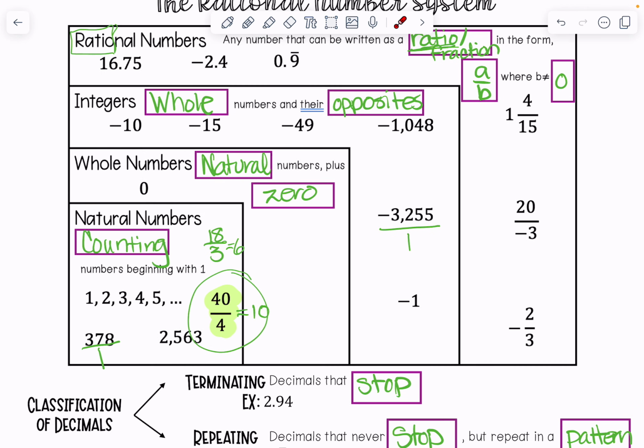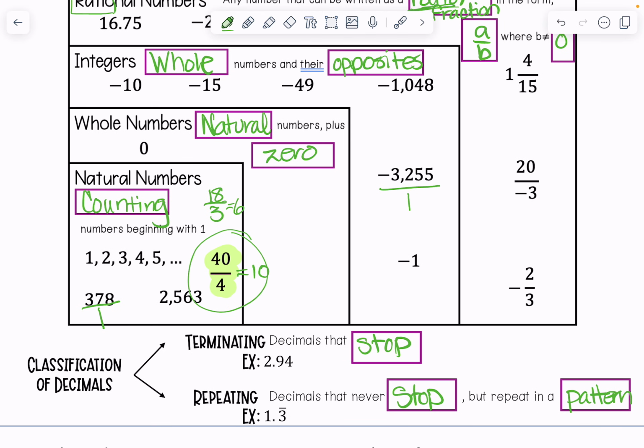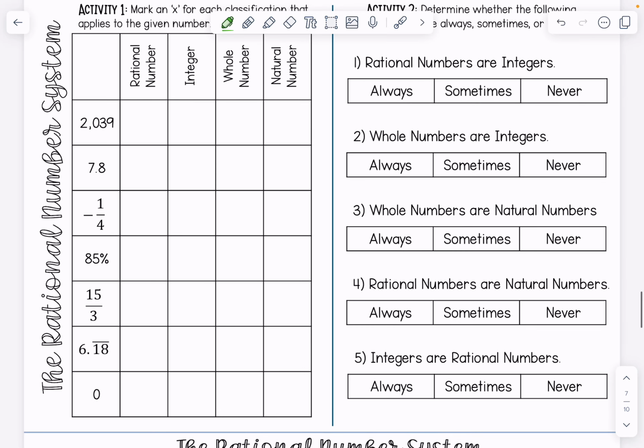0.9 repeating, that 9 is going to go on forever and ever and ever. So it's not a terminating decimal, but it has a repeating pattern. This could also be something like 4.1818181818 and so on, and that would be also repeating. So in your groups today, we also worked with classifying these numbers.